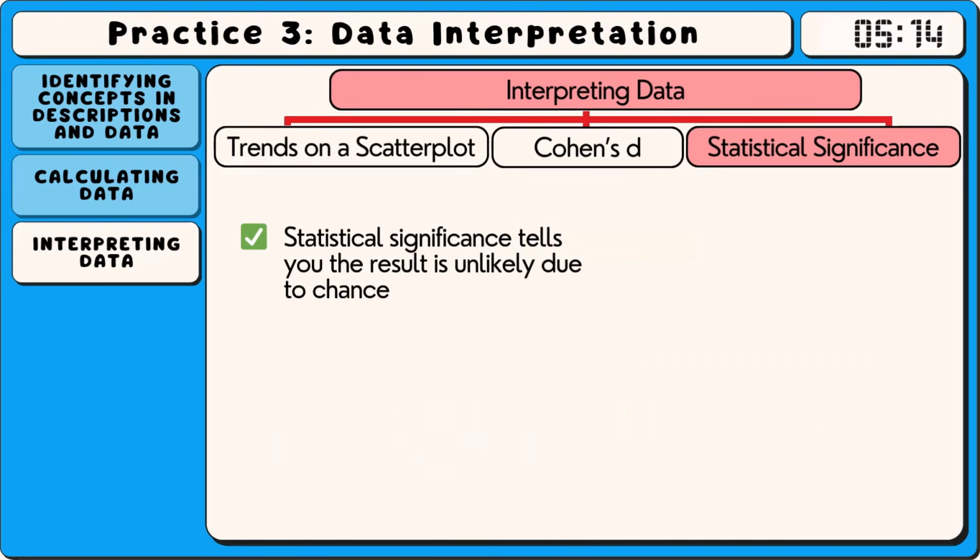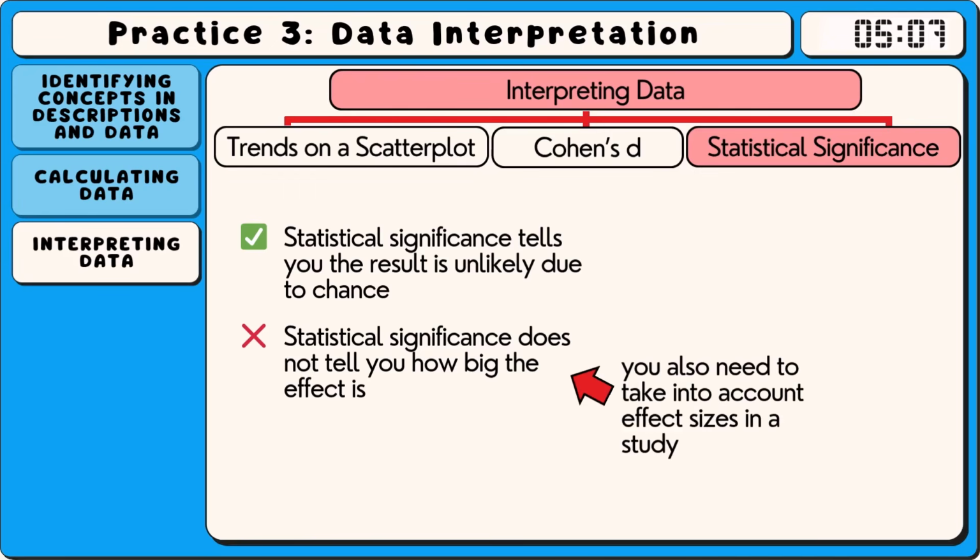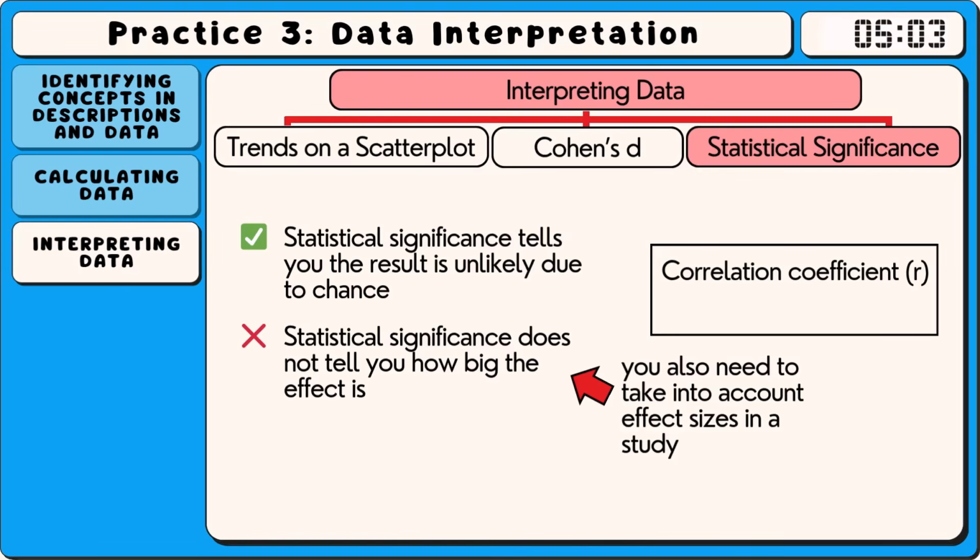However, while statistical significance tells you the result is unlikely due to chance, it does not tell you how big the effect is. That's why you also need to take into account effect sizes in a study, which will be represented by the correlation coefficient, or Cohen's d.